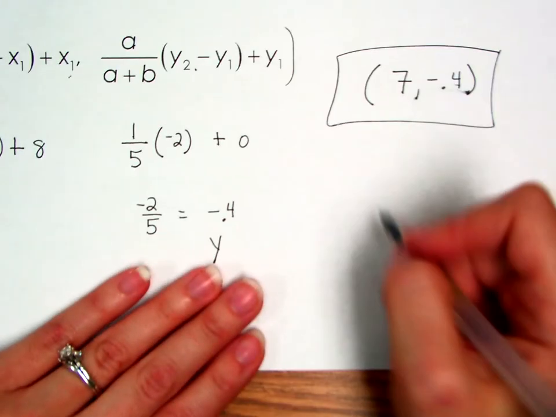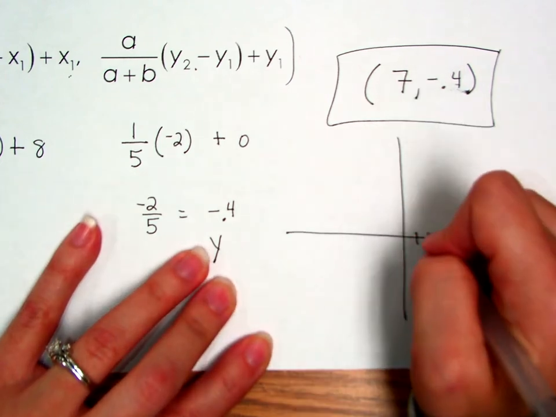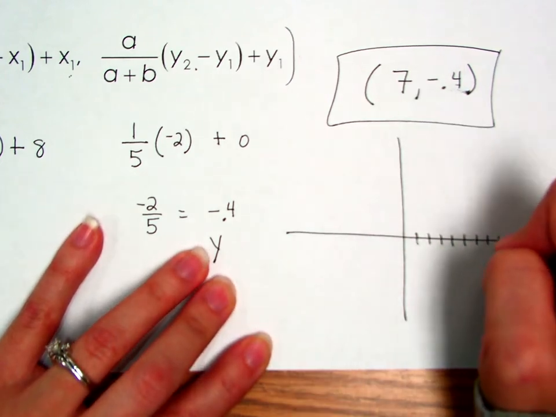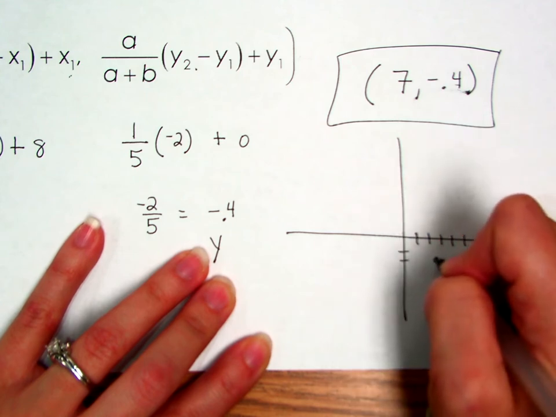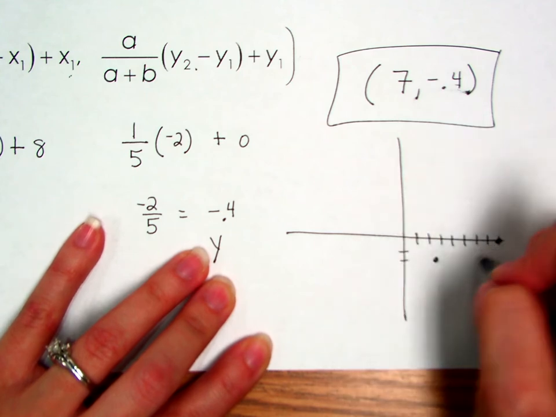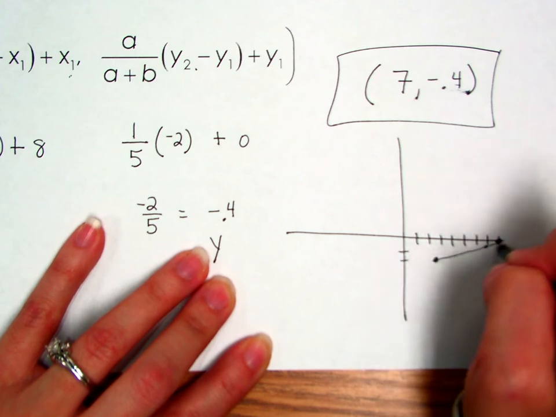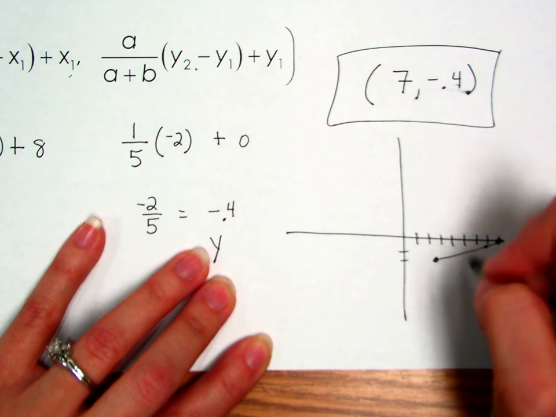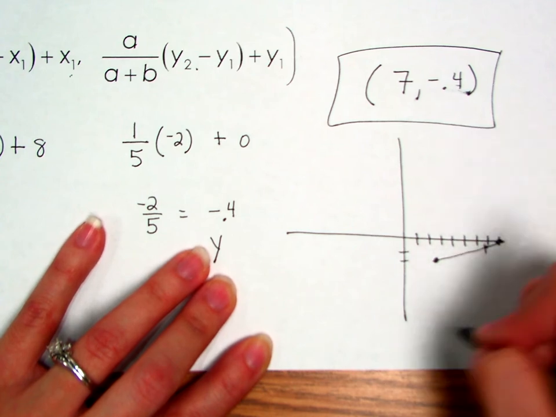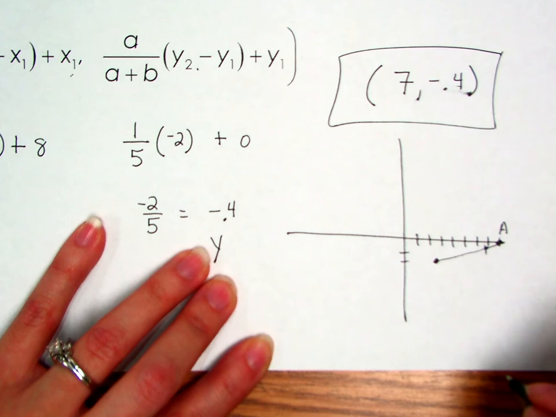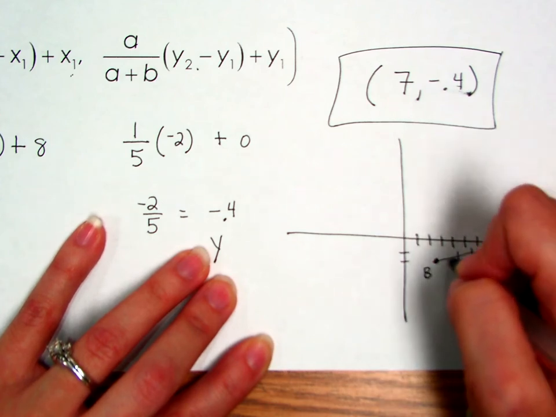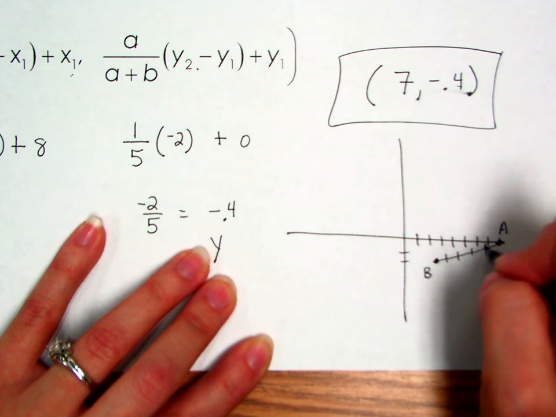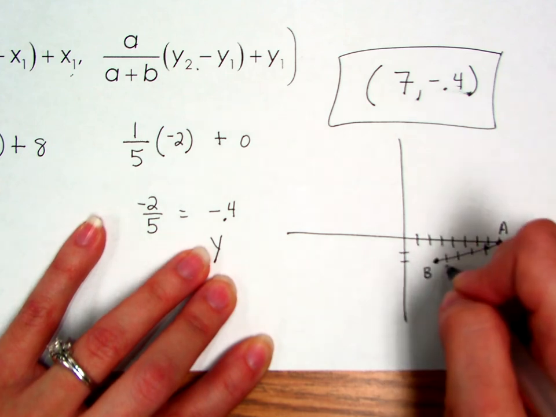ratio. If we were to graph this really fast, 1, 2, 3, 4, 5, 6, 7, 8, 0, and then we have (3, -2), we're saying that at the point (7, -0.4)-ish, so right about there, it would partition this in the 1 to 4. And remember, A was here, B was here. So there's my one segment, and then there's 1, 2, 3. So it's a 1 segment to a 4 segment ratio.